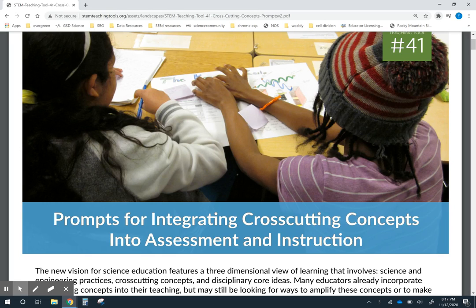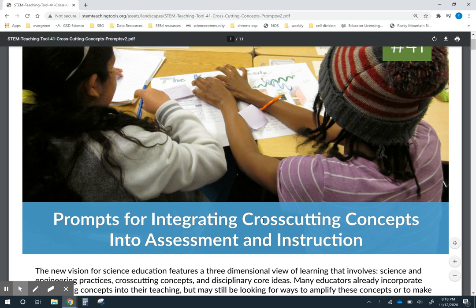Hello, everybody. I have one more assessment resource to share with you this week. The last couple of weeks, we've looked at some resources to help integrate the practices into assessments and then also to find assessments online. And this document that I want to share this week pulls the cross-cutting concepts in.